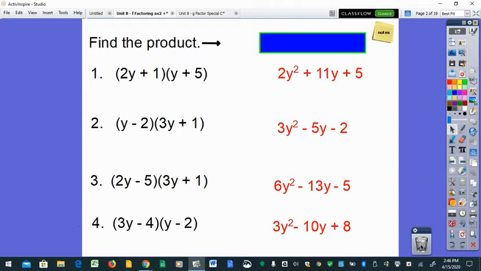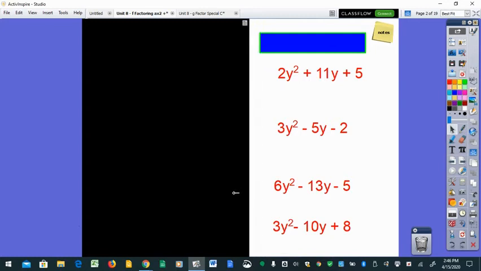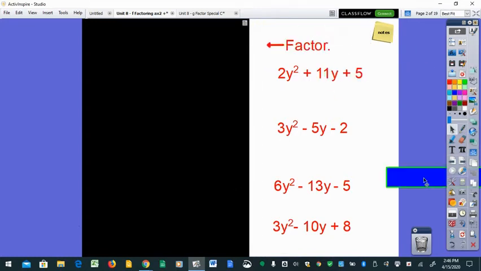If you are having any difficulty here with FOILing, please send me an email so that we can fix that up. I'm assuming at this point that everybody can FOIL 2 linear binomials and come up with a quadratic trinomial. So today, again, we're going to be given the answers and asked to factor to get back to what we started with. Easy peasy. We did it in the last class, except this time there's a number out in front.